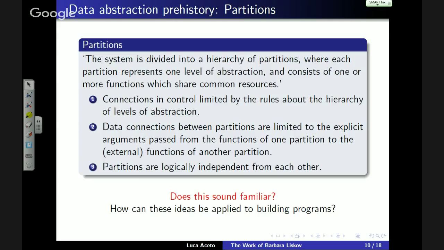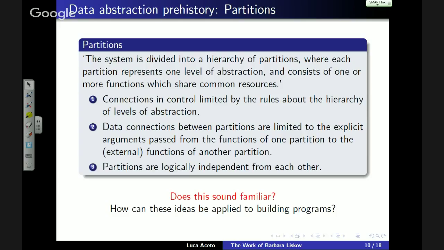So what idea did she use in structuring the Venus operating system? Well, she used something that she called partitions. She goes on record as saying, I could have used the word module, but module already had some kind of meaning, so I didn't want to overload the term. And I like the idea of partition, because a partition of a set in mathematics means that you're actually dividing the set into disjoint components.